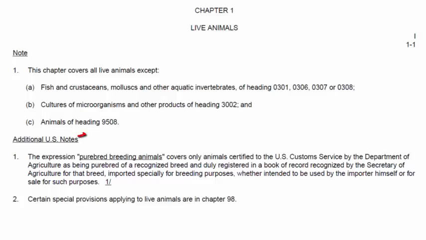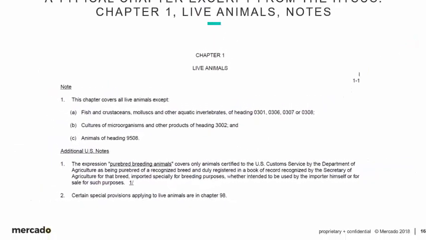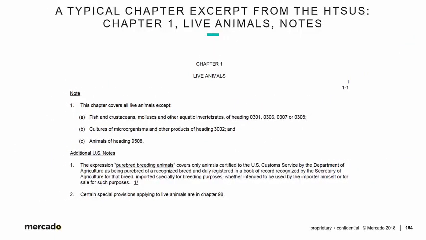There are also additional U.S. notes. In this case, it talks about purebred breeding animals and what the real definition of that is. Every chapter has its notes as a beginning step in classification. Once we think we're in the right chapter, read the notes to make sure that we're in the right chapter.